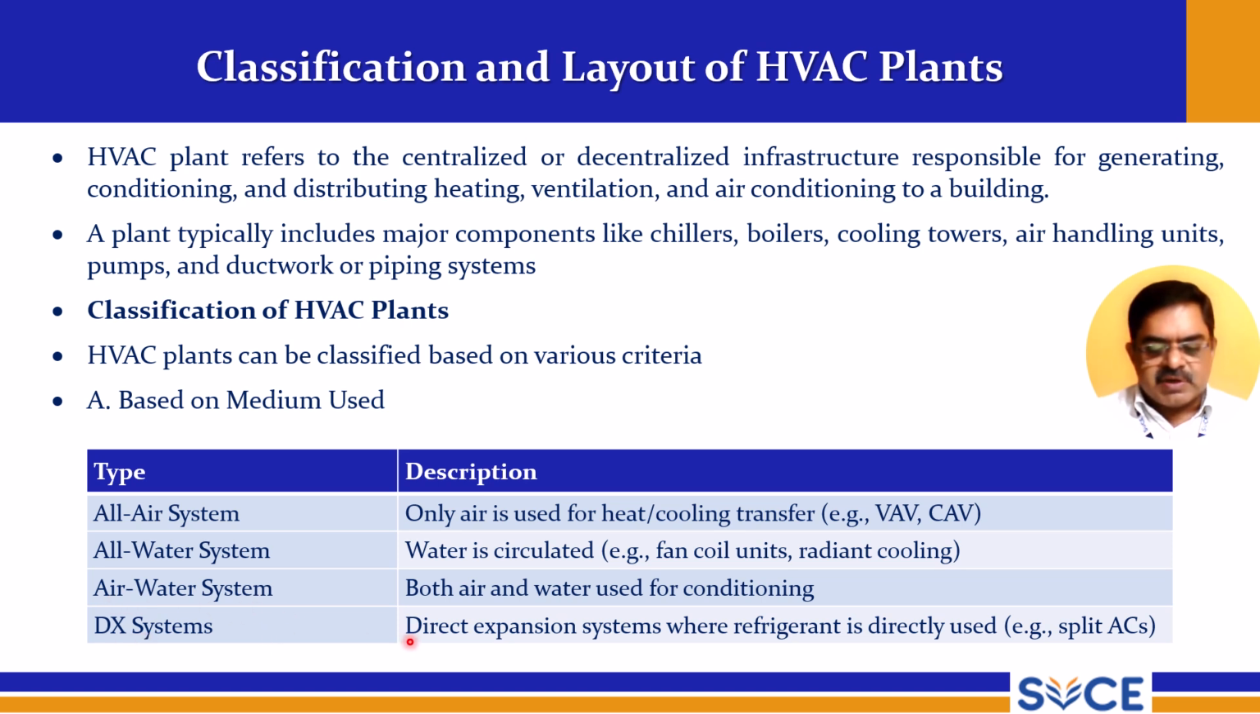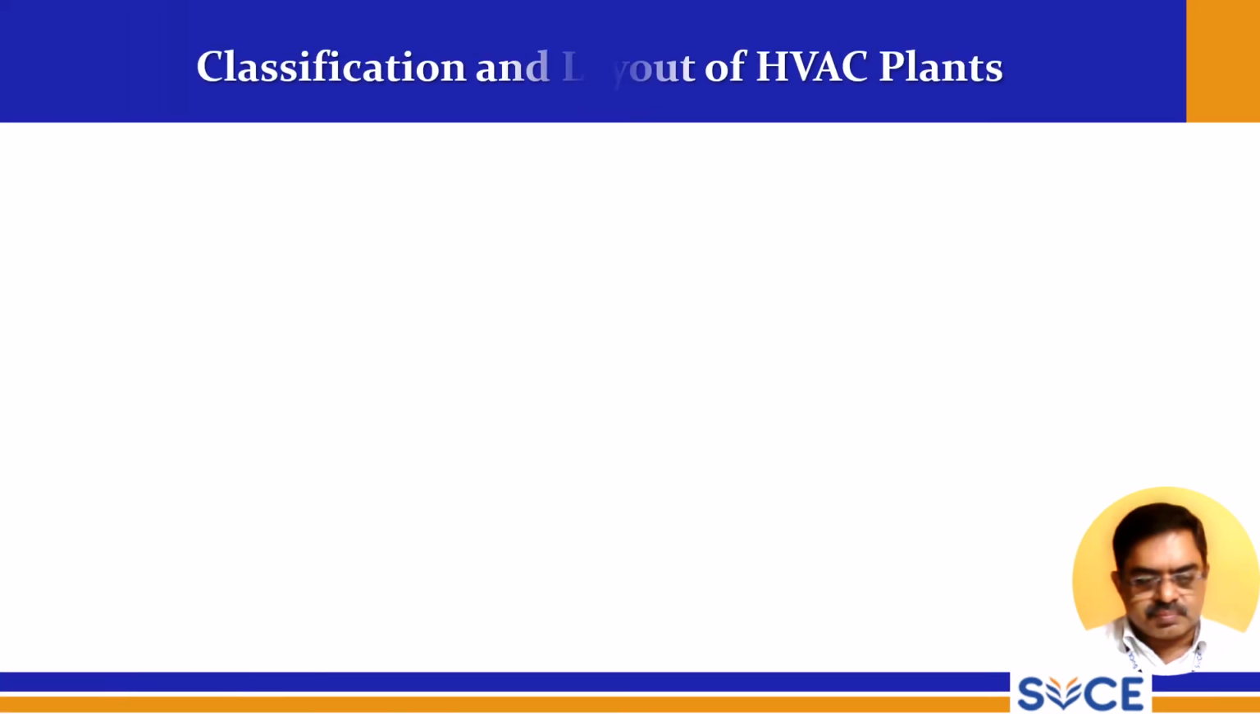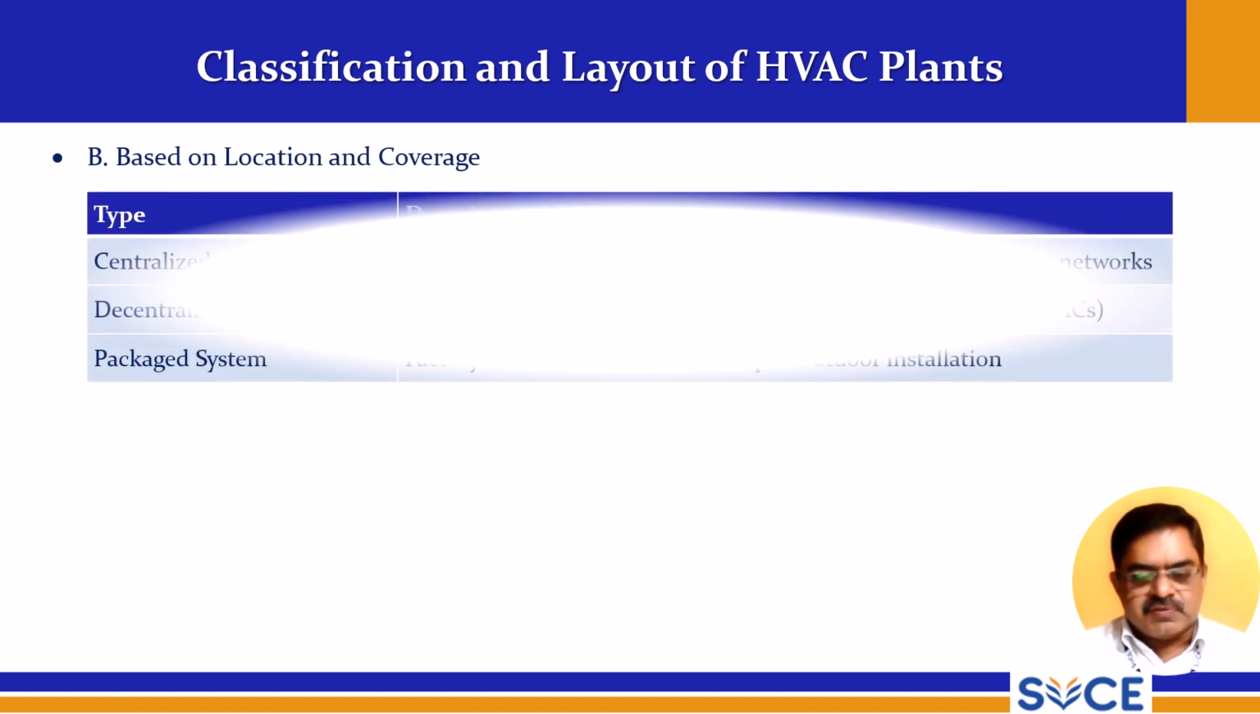DX is nothing but direct expansion system. In an air water system, both air and water are used for conditioning, and water is circulated. In an all water system, water is circulated, for example, fan coil units and radiant cooling. In an all air system, only air is used for heat transfer, that is VAV and CAV.